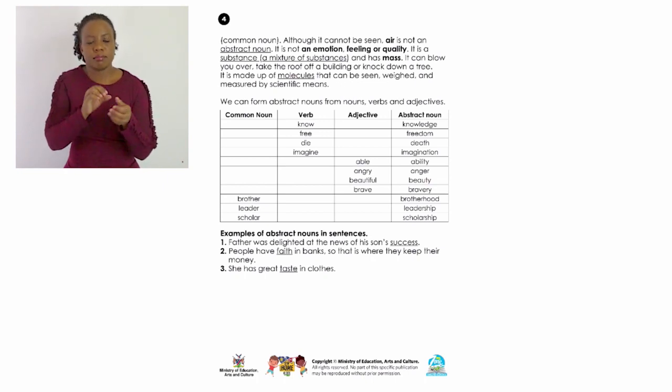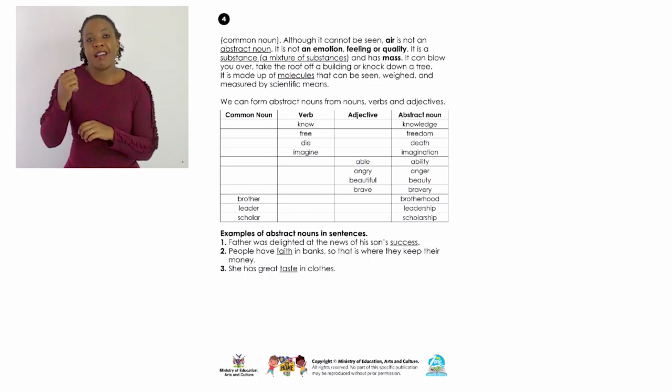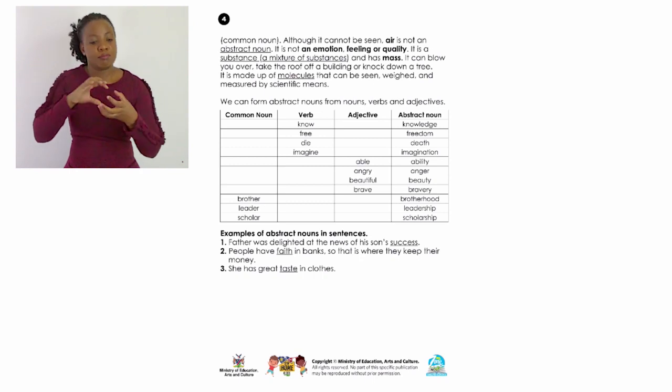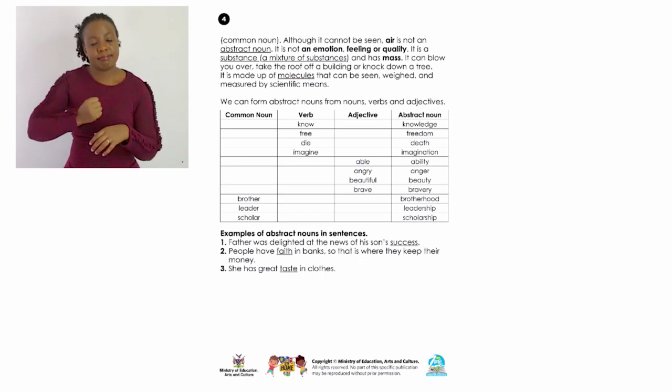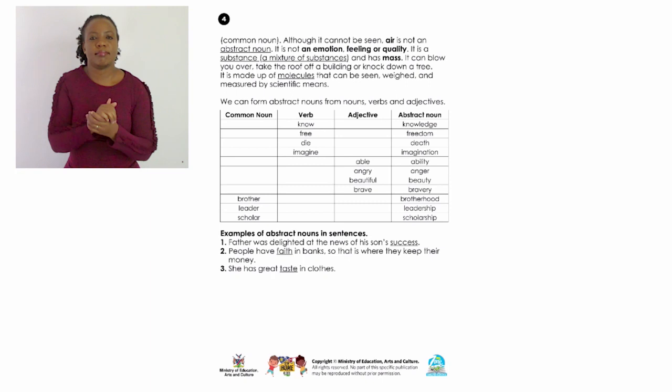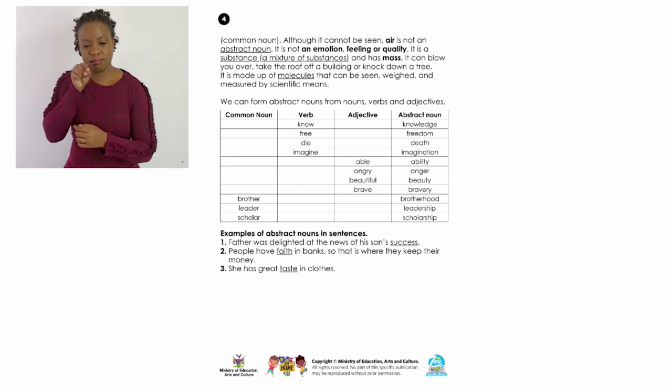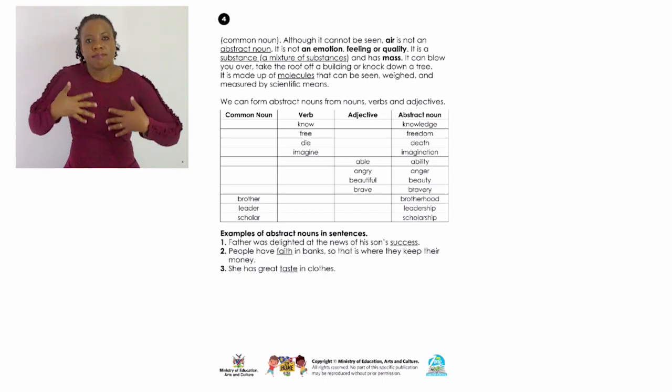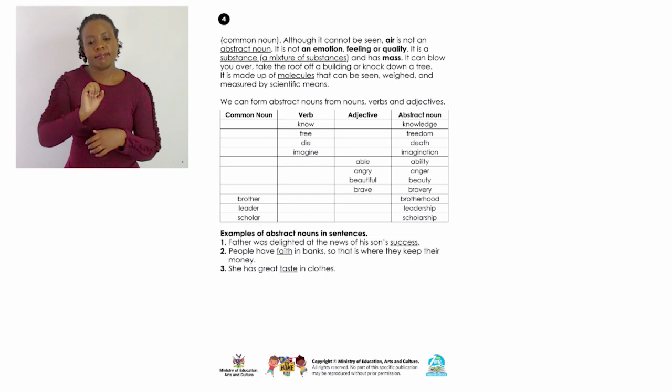Number one, father was delighted at the news of his son's success. Success becomes our abstract noun from the word succeed. So father was delighted at the news of his son's success. Success is our abstract noun.